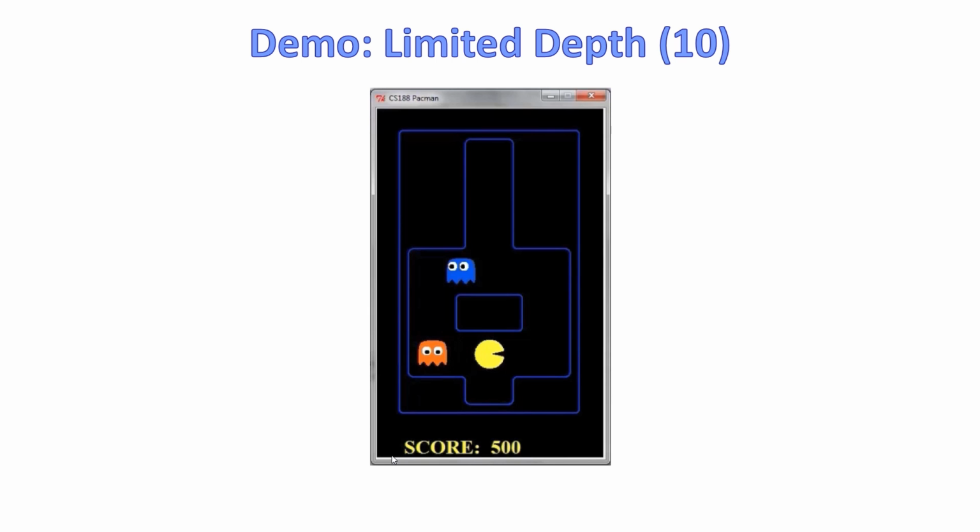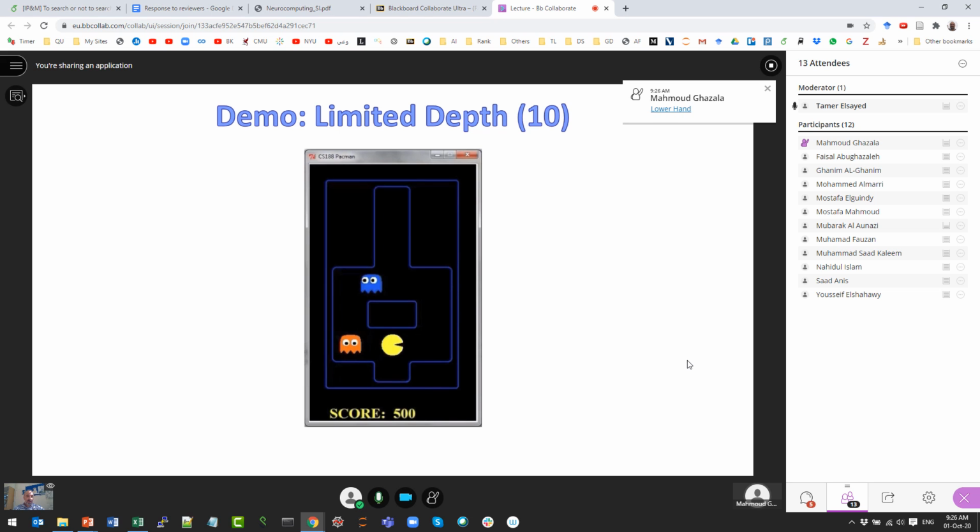If I don't see the end of the game within my limited depth, then I will rely on the evaluation function. If the evaluation function is good enough, I'm fine. If the evaluation function is not good enough, I might not make good decisions in the beginning, and that's what happened last time, when we had a limited depth of 2. I hope that the difference now is clear. Any questions, Mahmoud?